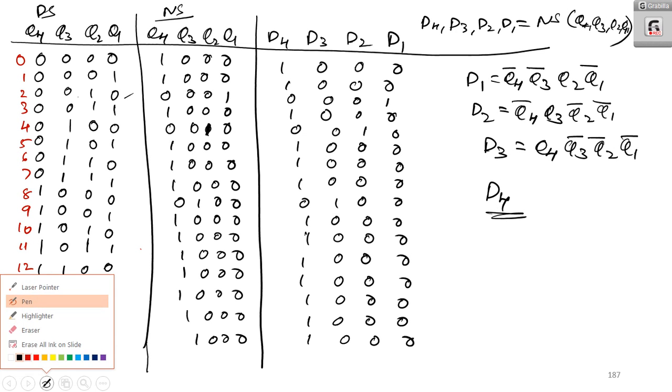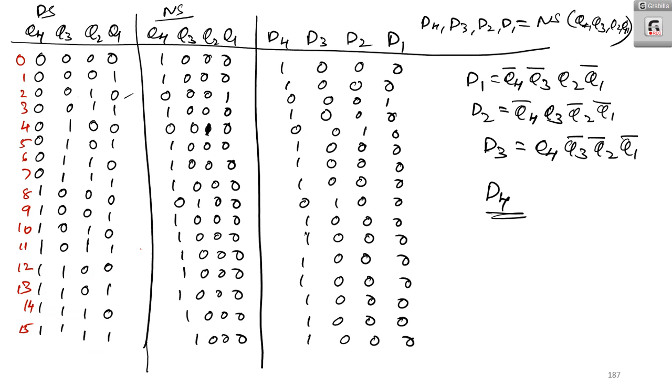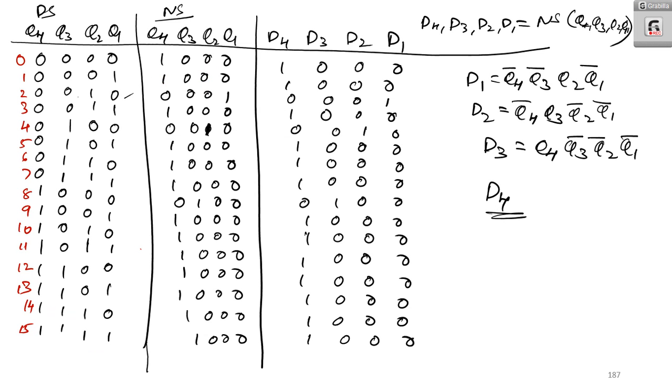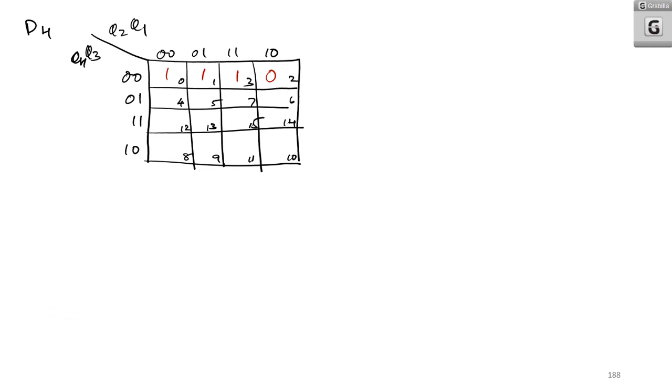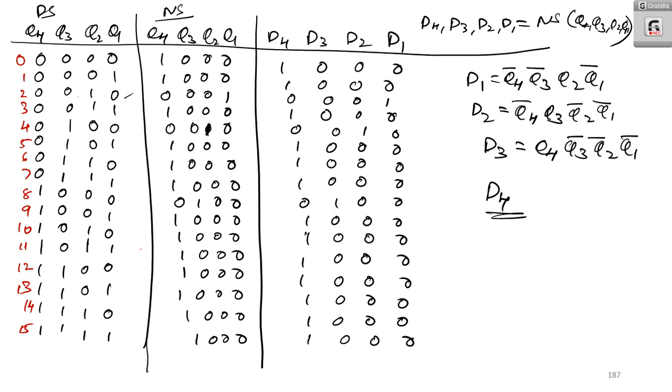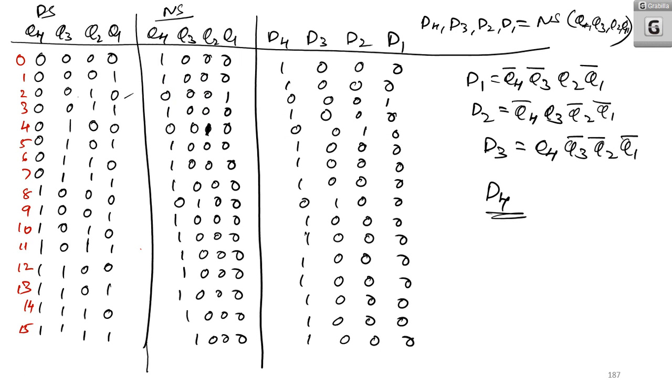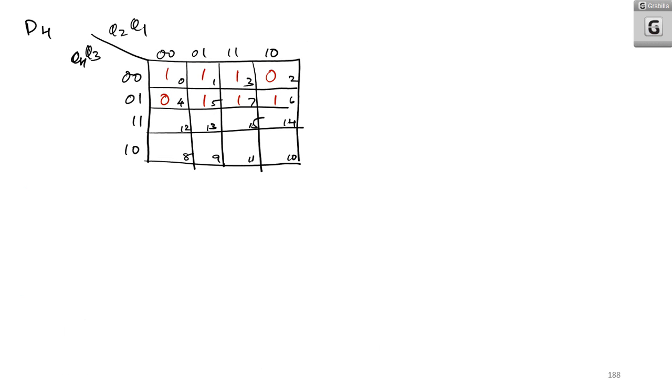Now coming into D4, where are you getting 1? For 0 and 1 it is 1. For 2 it is 0, 3 it is 1. For 4 it is 0, and 5, 6 and 7 it is 1. For 8 it is 0 and all other elements are 1.